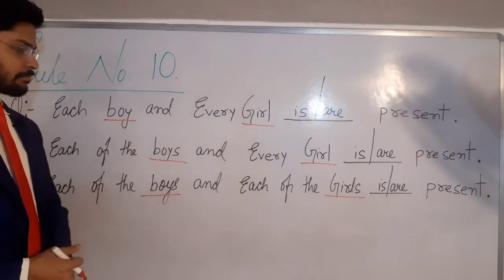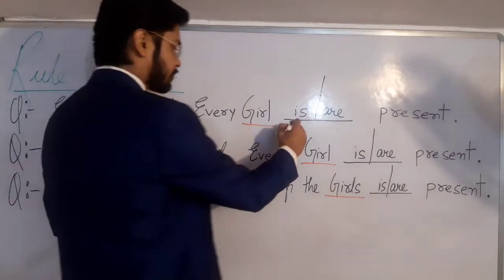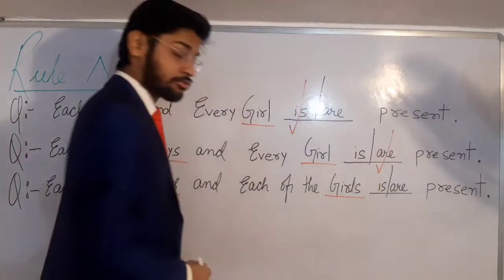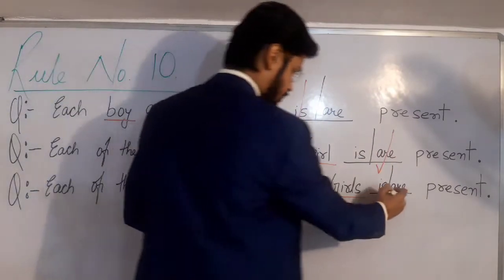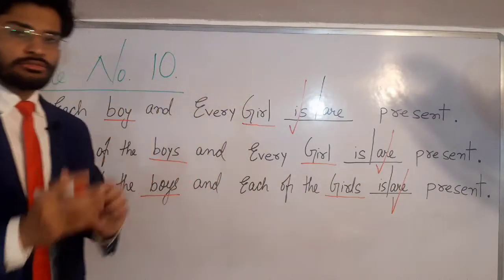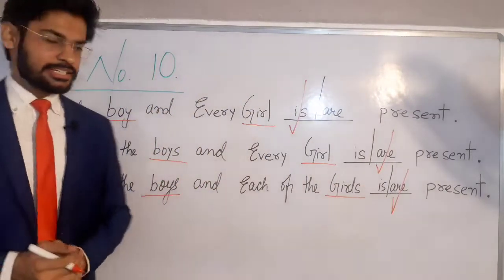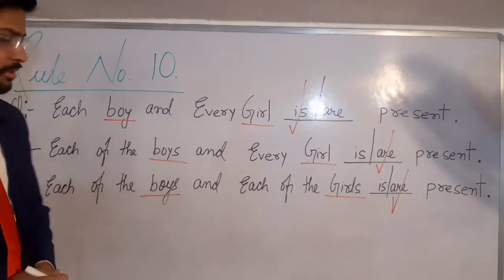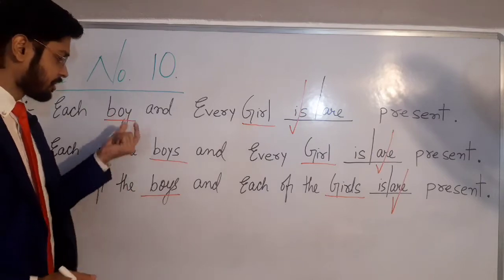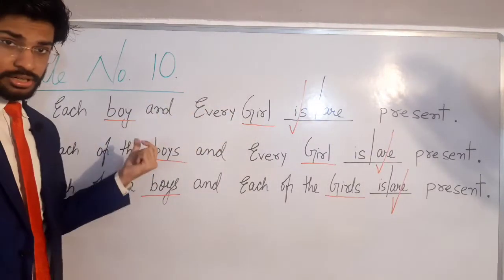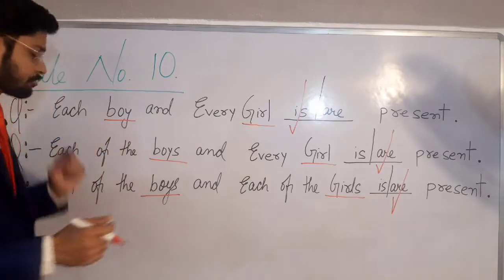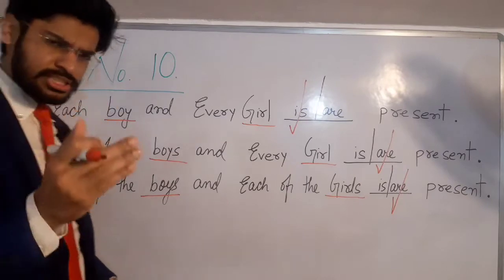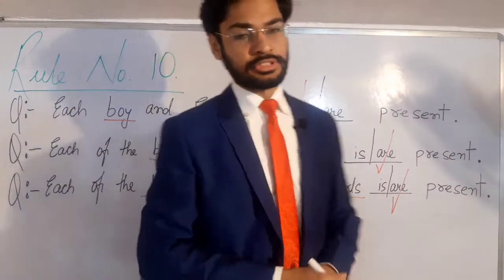See, in question number 1, the answer would be is. In question number 2, the answer would be are. In question number 3, the answer would be again are. Now I will tell you how. See, for that we have rule number 10, and rule number 10 says that if singular nouns are joined with the help of and, and before these two nouns each or every is used.